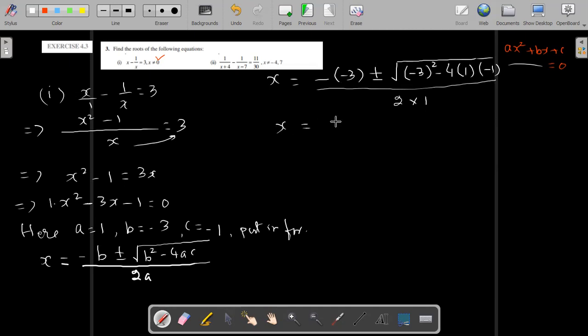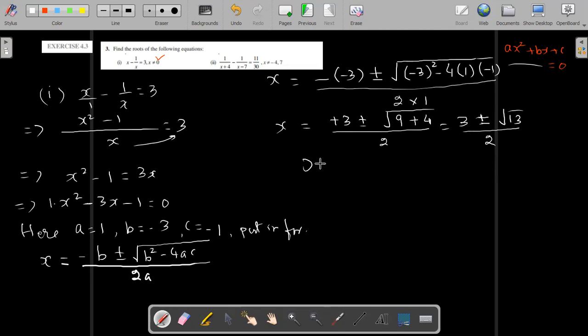Okay, so now it will become minus minus plus 3. No need to write plus, but for your convenience, I am writing here plus minus under root 3 square is 9, and this minus and minus will become plus 4, divided by 2. This will become 9 plus 4, 13. So x will be equal to 3 plus minus under root 13 divided by 2.